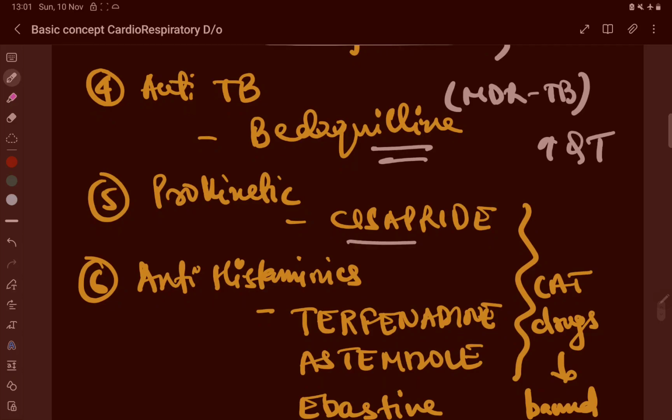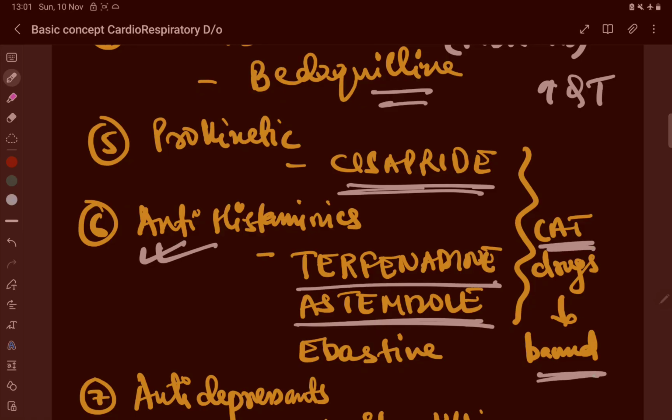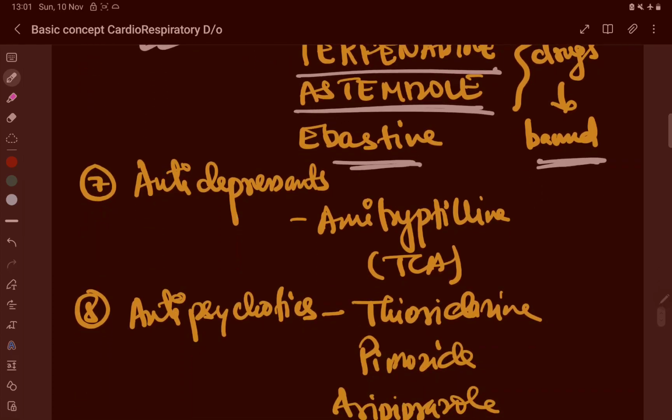Okay, a prokinetic drug like cisapride, astemizole is an antihistaminic, and terfenadine is an antihistaminic. These are the CAT drugs which are banned, and these also increase the QT. Also, ebastine is an antihistaminic drug which causes the prolonged QT.